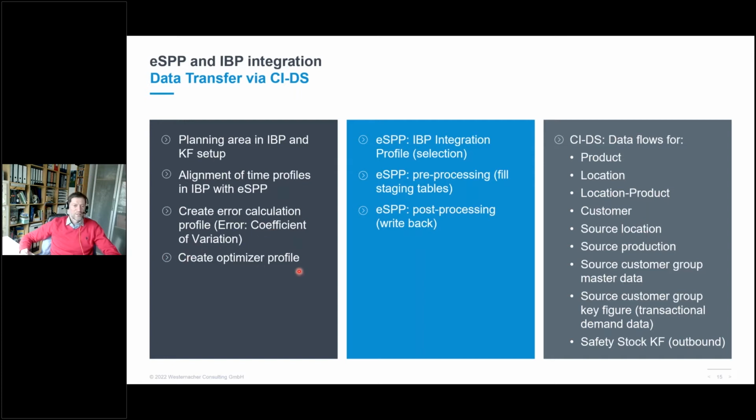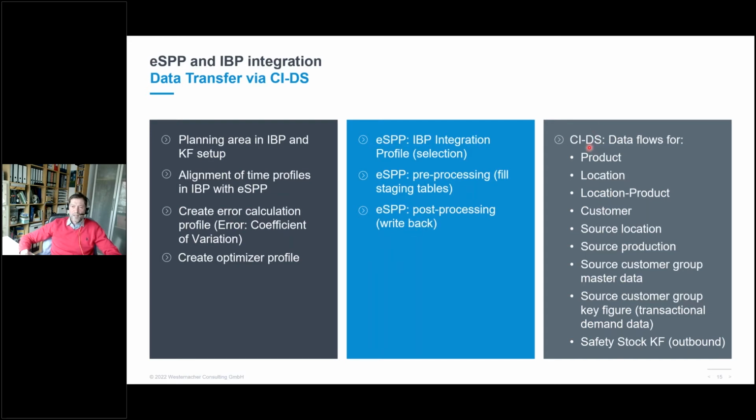And you need to create an optimizer profile for the multi-echelon optimizer run. On the SPP side, on the eSPP side, it's quite simple. You have an integration profile that is more or less a selection of the products you want to run for multi-echelon. And then you have a pre and a post processing to fill the staging tables and to write back from the staging table into the database tables.